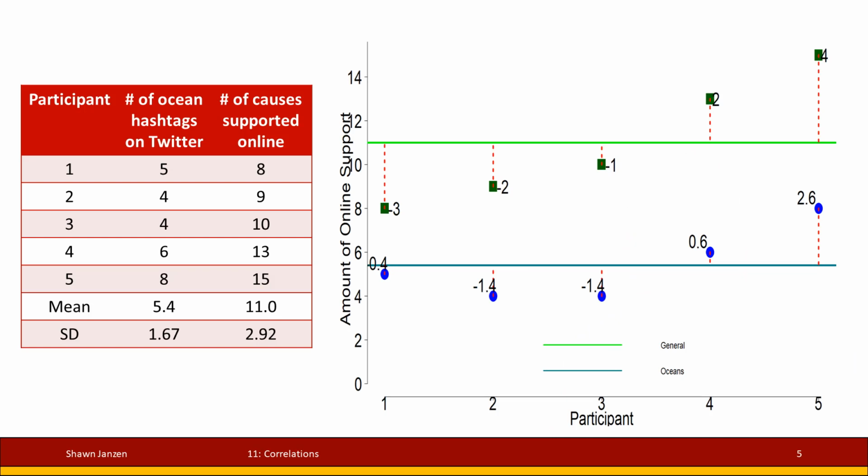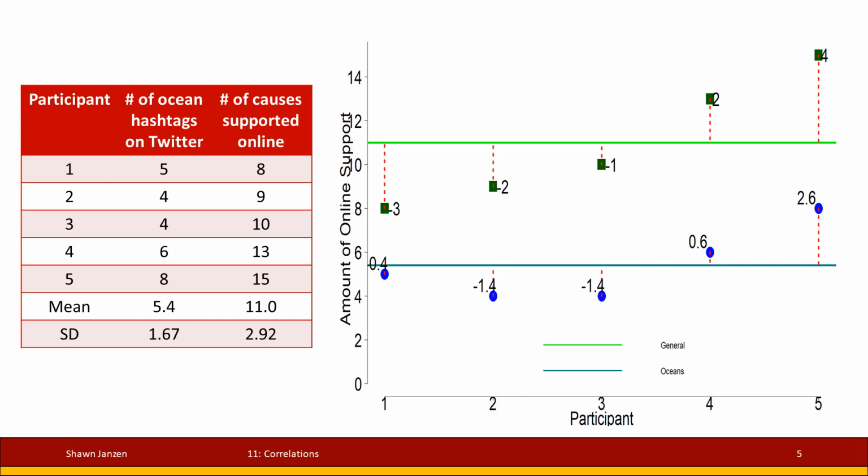Let's take a snapshot of a sample I put together, where we have the number of ocean hashtags about environmental topics somebody has used on Twitter. You can think of things such as the amount of plastics in the ocean, or the effect of climate change on local beachfront areas, or some animal rights activism that happens to be ocean related. Contrast that with the number of environmental causes somebody supports online in general. If we looked at these as how many you might have done over the past month, we've got 5 different participants that have given us their information in the leftmost column.